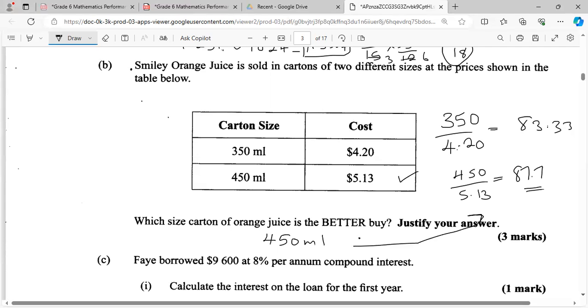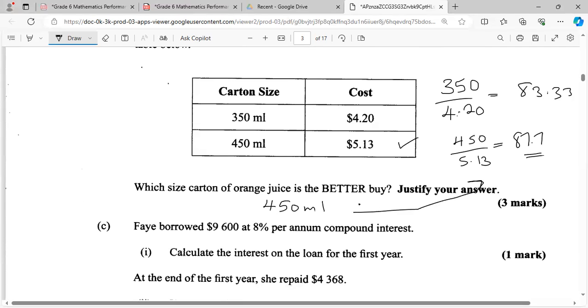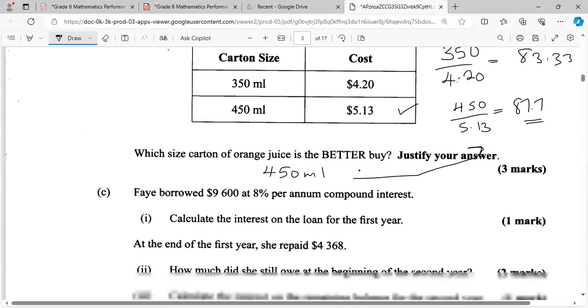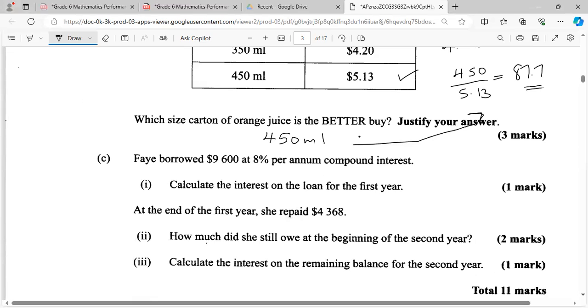Alright. C says Paul borrowed $9,600 at 8% per annum compound interest. Calculate the interest on the loan for the first year. At the end of the first year, she repaid $4,368. So she borrowed $9,600 at 8% per annum compound interest. Calculate the interest on the loan for the first year.